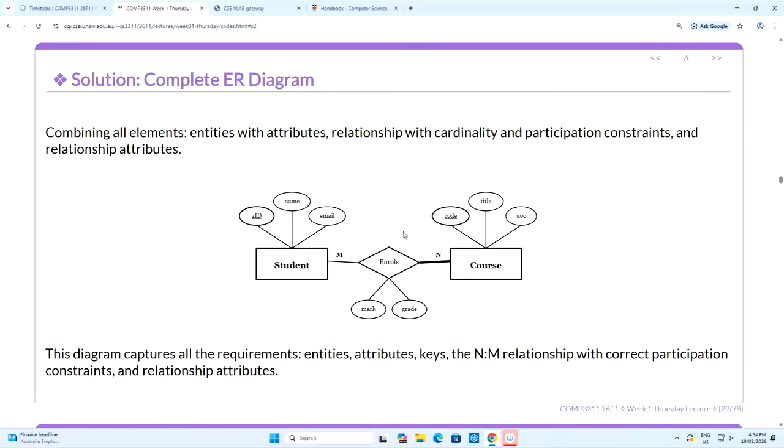So for this one, if a student can only enroll in one course, would that be a one-to-one? Or let's say a course can have many students, but every student can only enroll in one course. Would that still be a one-to-one? That would be a many-to-one. A course can have many students, and a student can only take one course, so it's many-to-one.